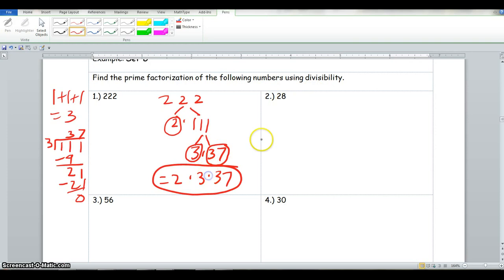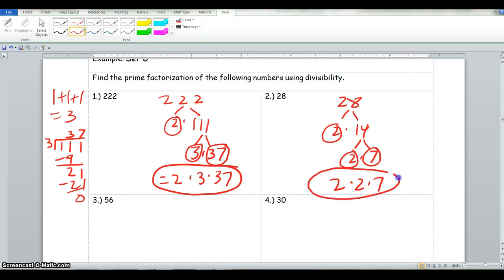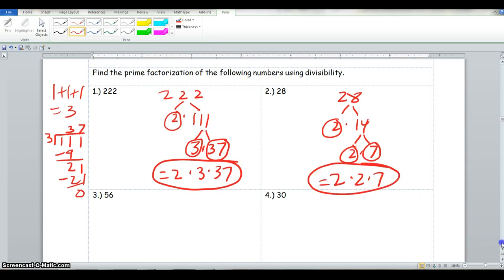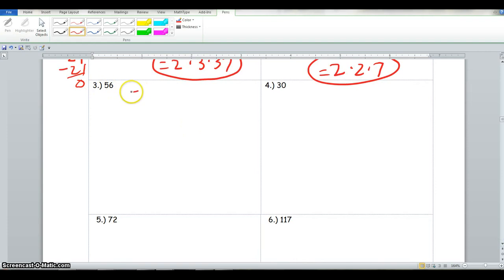Now we come here to the next problem, 28. Now 28 is even, so we know 2 can go into it, and 2 times 14 is 28. But we also know that 14 is even, and 2 can go into 14, so it'll be 2 times 7 is 14. So we have 2 times 2 times 7. Now we scroll down here. 56. It's also an even number. So we have 2 times 28. There's 2. And 28 we could break down to 2 times 14. And 14 breaks down to 2 times 7.